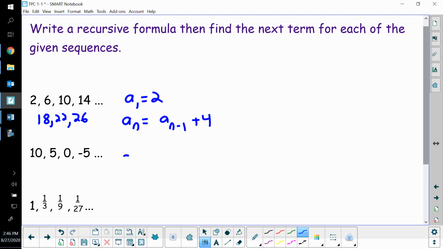In the second one, first term is 10. Always have AN, and then AN minus 1. What's our pattern that's happening each time? Well, each time we're subtracting 5. So just throw a minus 5 on the end, and that's our recursive formula.